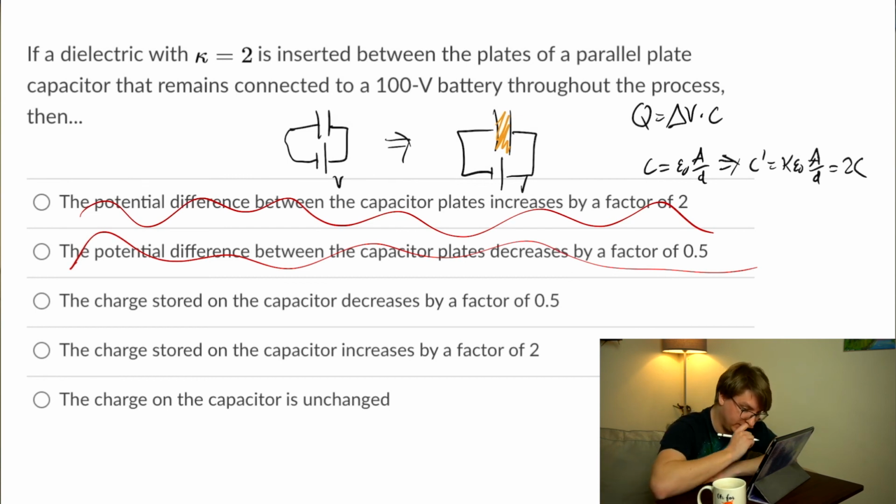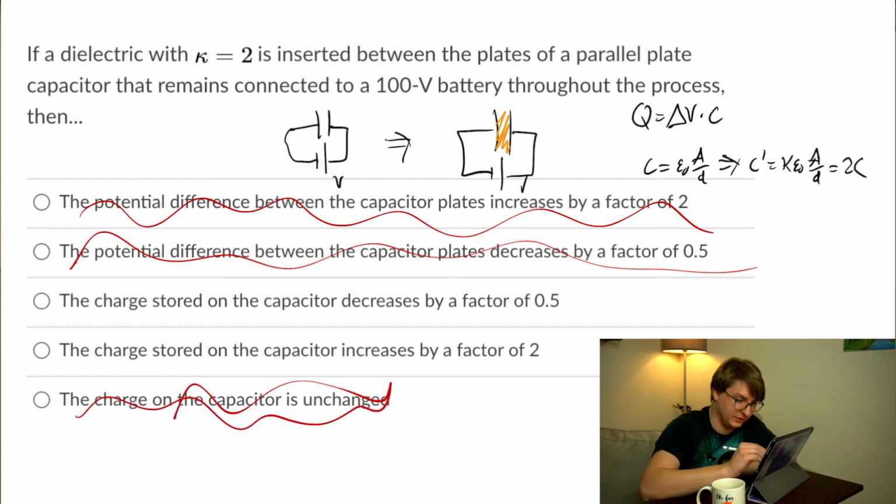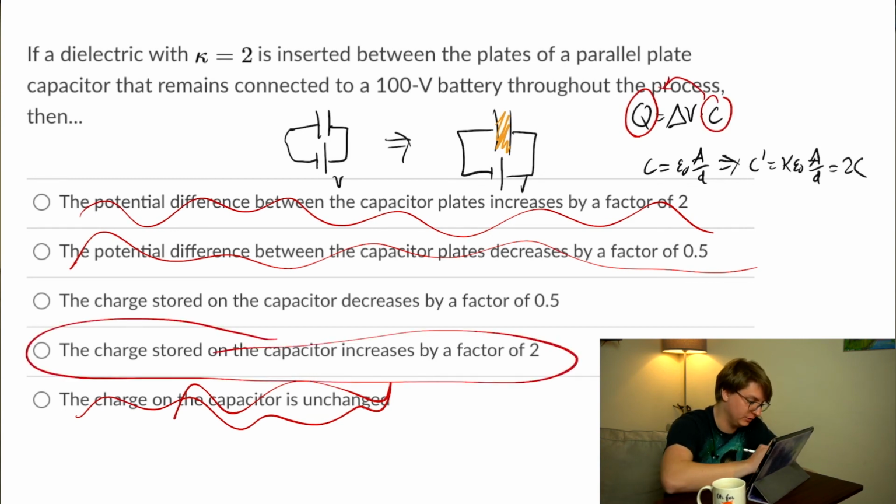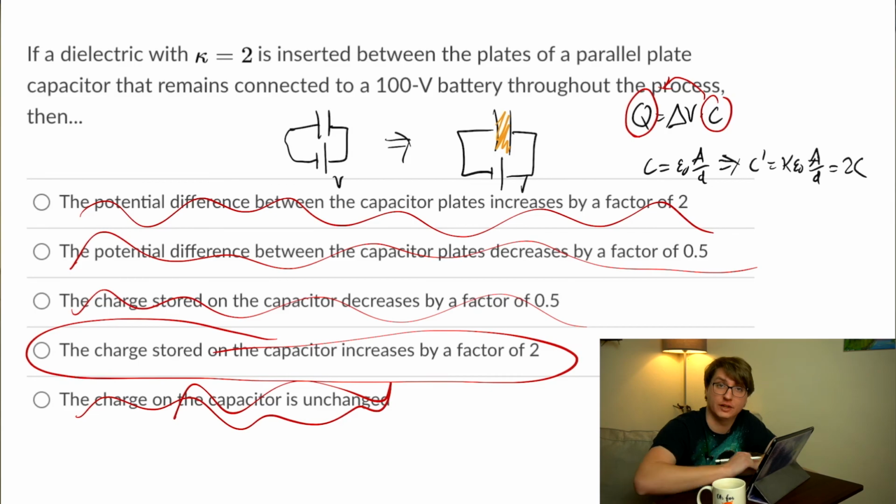So now we have choices of charge. The charge is not going to remain unchanged, as implied by this. If this doubles, it's actually going to have to double this, so it doubles the charge stored. So it's not this guy. So there's our answer.